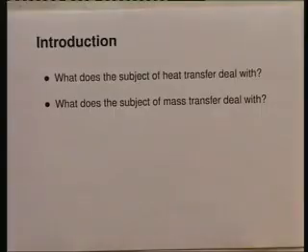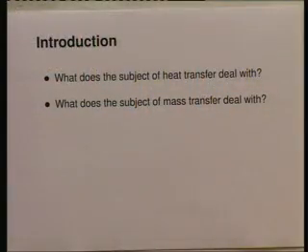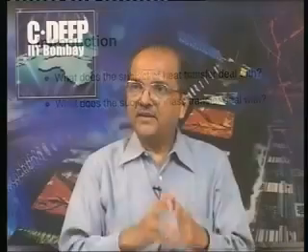Now, let us begin with the introduction. The first thing we ask ourselves is, what does the subject of heat transfer deal with? What is it all about? Why is it important? And then we ask the same question for ourselves about mass transfer. What does the subject of mass transfer deal with? What is it all about? Why is it important? So, let us take up heat transfer first.